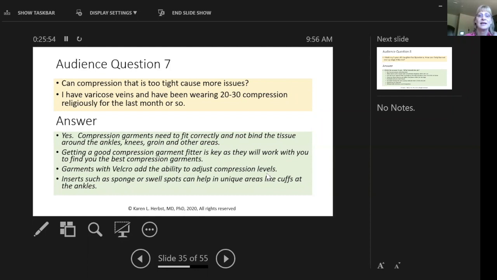So if you can get a good compression fitter, so someone who really knows compression garments and knows how to fit them on you and measure you correctly, I think that's really key, because they will work with you to find the best compression garment. If you have garments with Velcro, that adds the ability to adjust the compression level, which is good, so you can tighten them or loosen them during the day. And there are also inserts like sponges or things called swell spots that can help in unique areas like a cuff that can form at the ankle or the wrist.